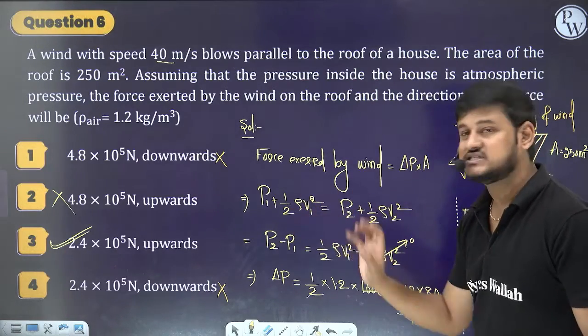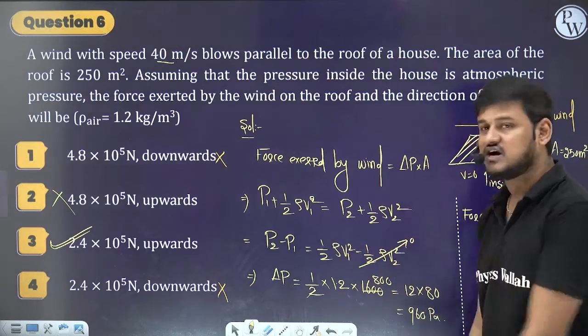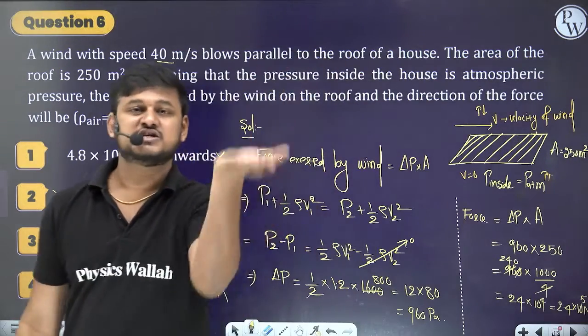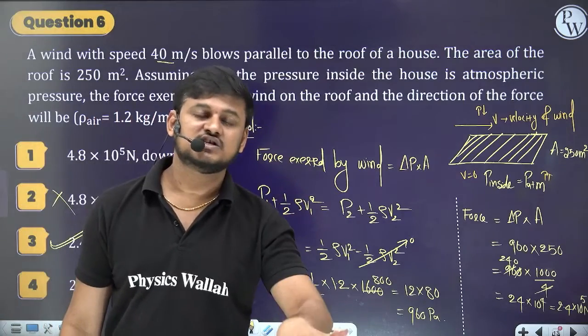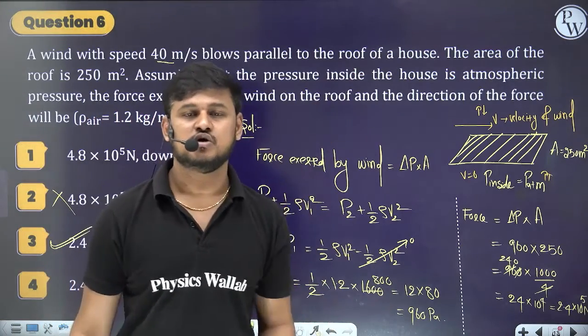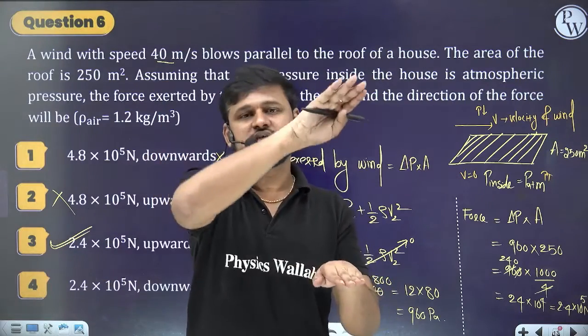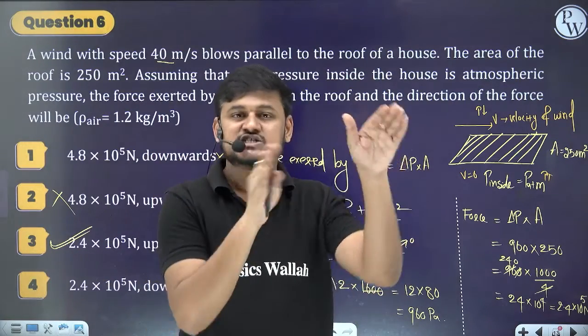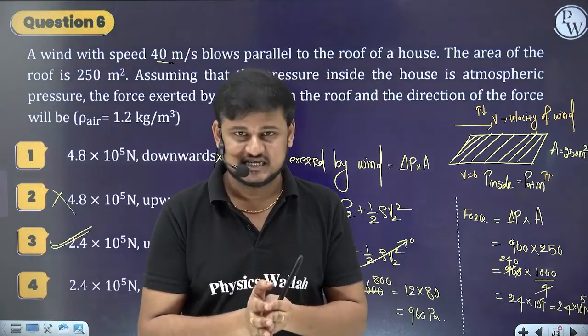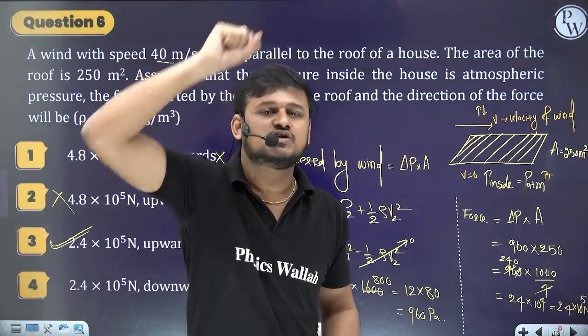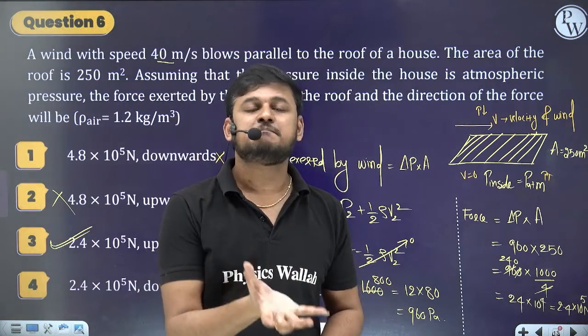So P1 plus half rho V1 square is equal to P2 plus half rho V2 square. And one more thing: wherever the velocity is more, the pressure will be less, and wherever the velocity is less, the pressure will be more. For the aeroplane wing, the velocity at the top surface will be more and the velocity at the bottom surface will be less. As a result, the pressure at the bottom will be more and the pressure at the top will be less. So there is a pressure difference.